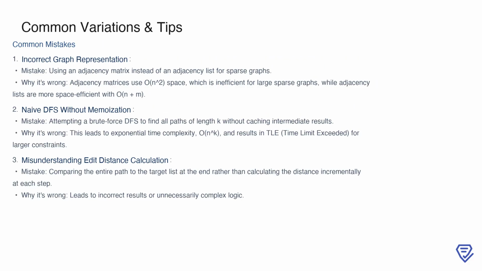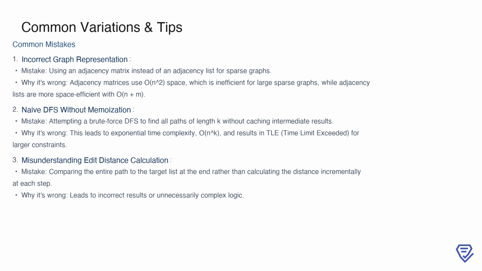When working on this problem, there are a few common mistakes to watch out for. First, using an adjacency matrix instead of an adjacency list can be problematic, particularly for sparse graphs. Adjacency matrices require n squared space, which becomes inefficient as the graph grows large, especially when many nodes have few edges.